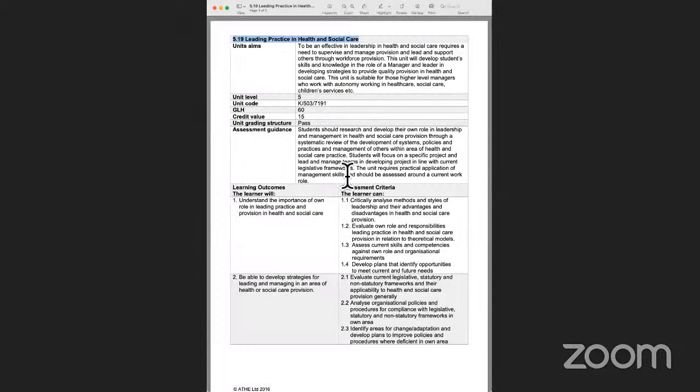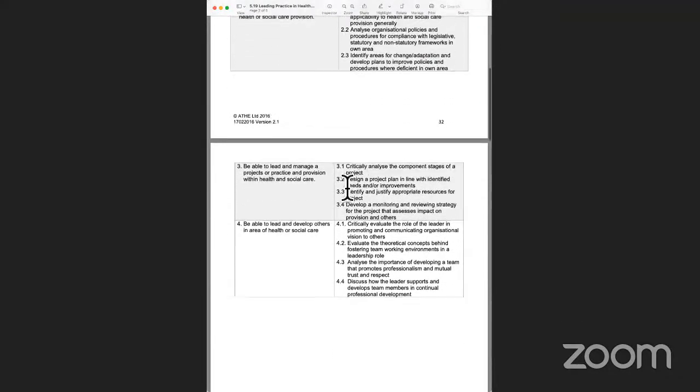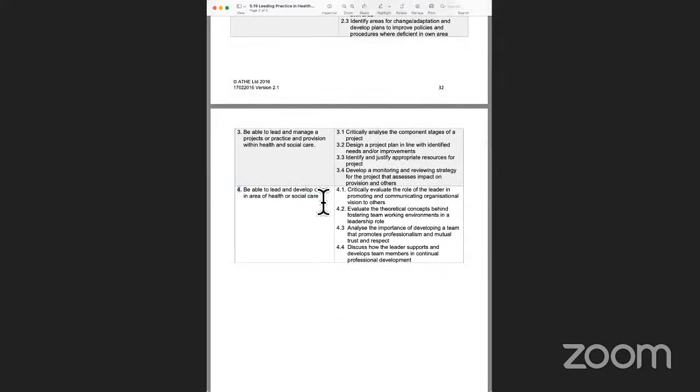Hi, good morning, everyone, and welcome back to today's session on Learning Outcome 4, which will be covered under the unit Leading Practice in Health and Social Care. This is the last learning outcome that we'll be covering, a slightly bigger learning outcome with a couple of additional slides that I've added to make the discussion a bit more detailed. But let's look at delving into this particular learning outcome, which talks about being able to lead and develop others in health and social care.